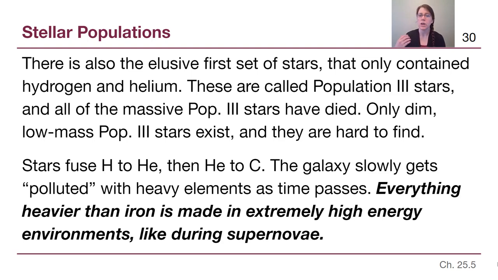Okay, so back to the question at hand then. Population 1, currently, new stars that form have a lot of metals. As we go back to further populations, including this elusive population 3, we have fewer and fewer metals available. Stars themselves fuse hydrogen into helium, and when they leave the main sequence, they turn helium into carbon through the triple alpha process.